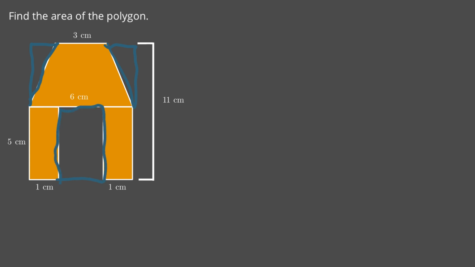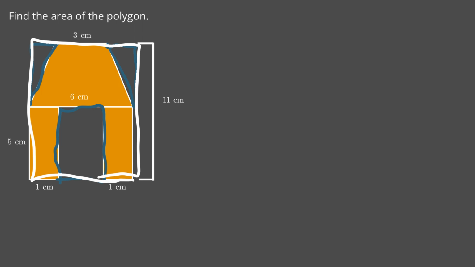First things first, let's find the area of the largest outside shape. So we have a rectangle, like so. We know that the base is 6 centimeters because of this value right here, and we know the height is 11. So our total area is 66 centimeters, and that is for the big outer white shape.